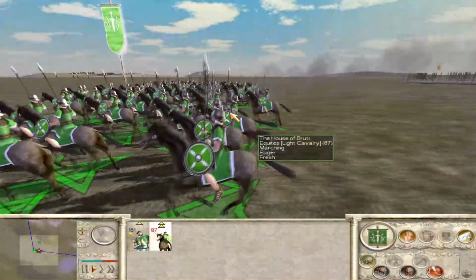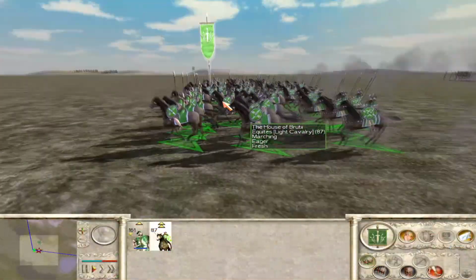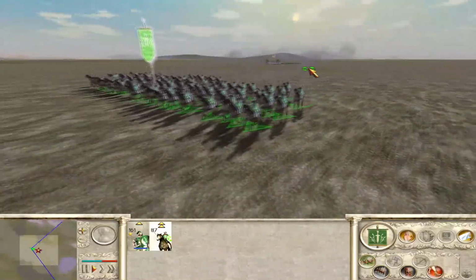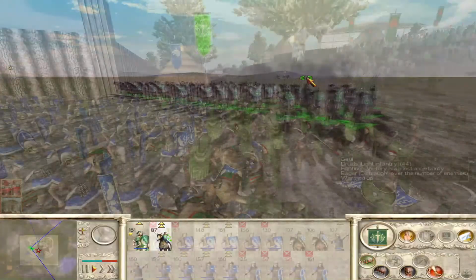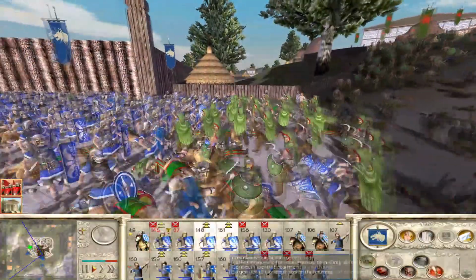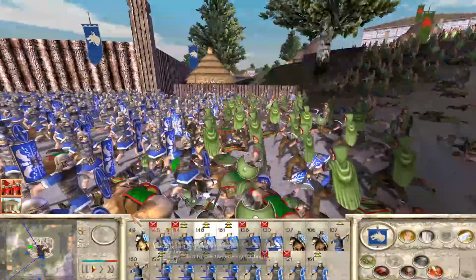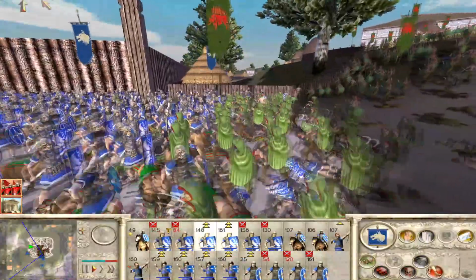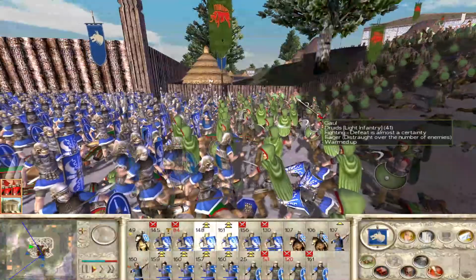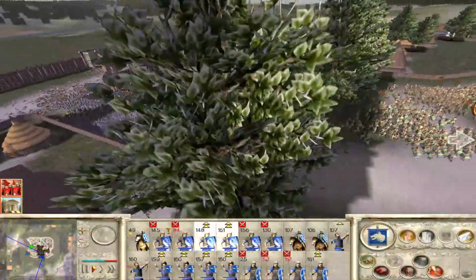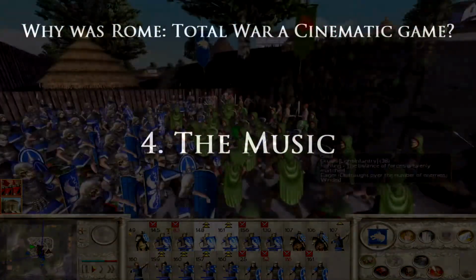While in Rome Total War, you can see me follow this cav unit quite seamlessly, just going along its normal path, and I can zoom right into the action when my own units are fighting. That really adds to the feeling that you're there, and it gives that cinematic feeling of as if you're watching a battle with your own eyes. That's why the camera is number 3 on this list.